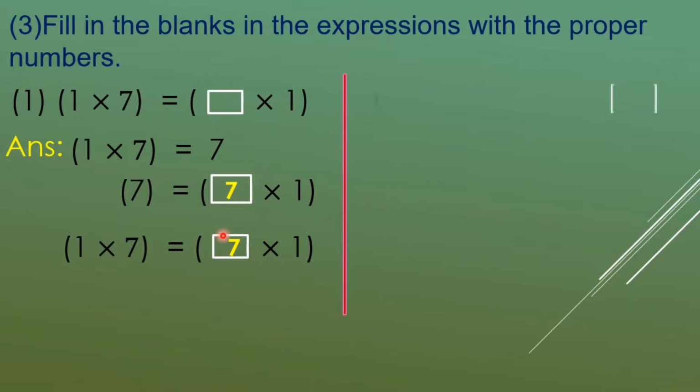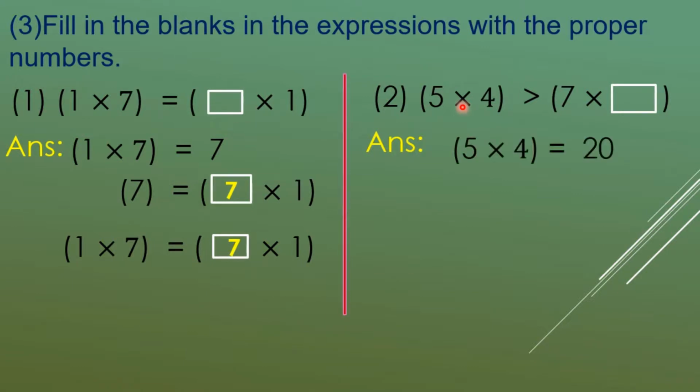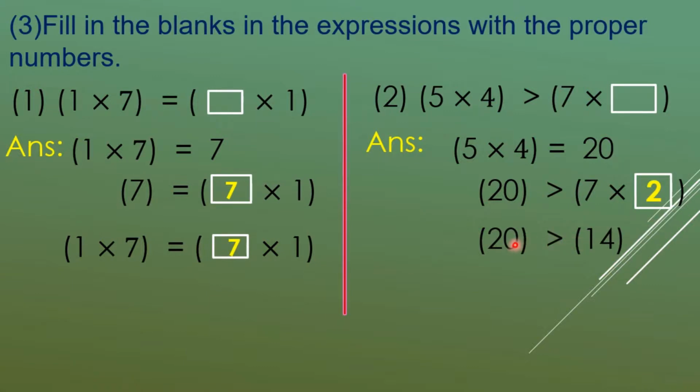Next example. 5 into 4 is greater than 7 into empty box. So here we have to find out the number in the empty box so that the given statement becomes true. So first, let us find out the value of the given expression. 5 into 4 is equal to 20. Now let us find out a number which when multiplied by 7 gives a number which is less than 20. So we have 7 2s are 14, which is less than 20. Hence, we write the number 2 in the empty box.